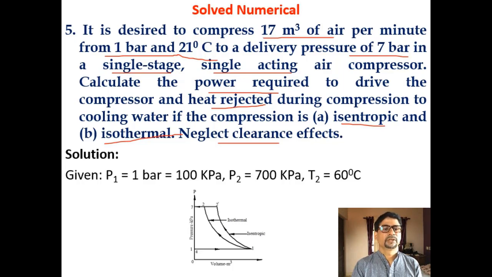So here P1 is 1 bar, T1 is 273 plus 21, 294 Kelvin, P2 is 700 kilo Pascal. Now you can see the PV diagram here. So both the process, isentropic as well as isothermal process, are shown in the PV diagram.